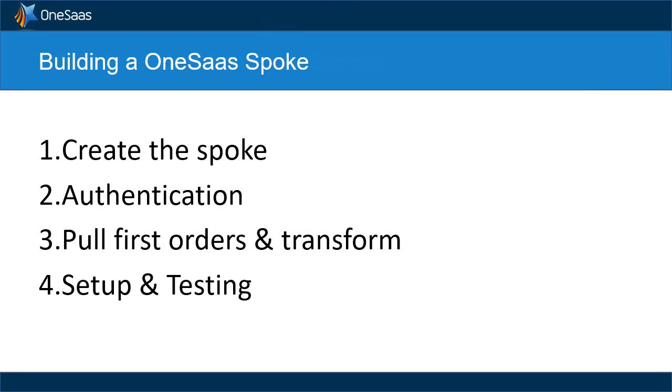In order to build an integration with OneSaas, or a spoke, we'll be following these steps. First, create the spoke. Authenticate and connect OneSaas to your application. Then pull any orders and transform them, followed by the setup and testing of your spoke. Let's begin.